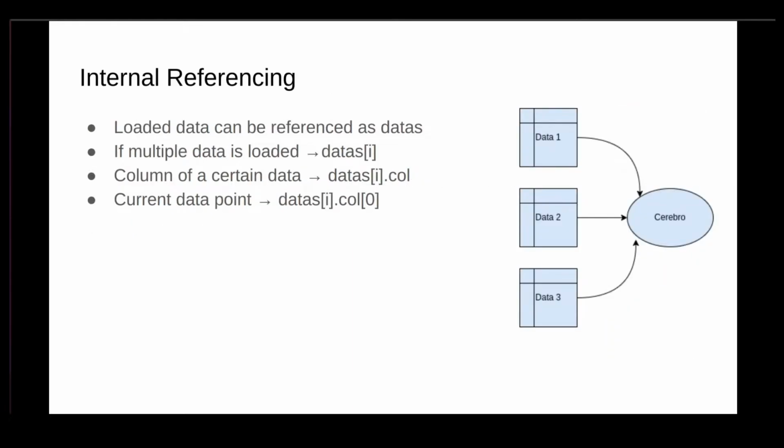As for the internal referencing in Backtrader, whenever we need the close of a certain stock or any data, we should follow the Pythonic indexing standards. Every loaded data into Backtrader will be referenced using datas of index i. And the column is simply datas of index i dot column, for example. The close in this notation would be datas of index i dot close. If we're looking for the current data point, we type datas of index i, column of index 0, the current data point.